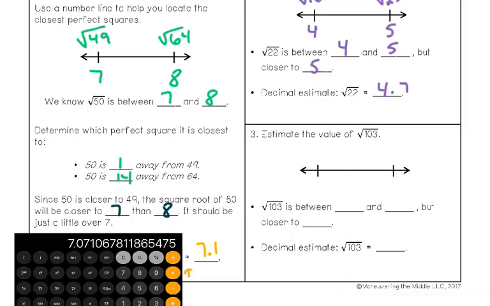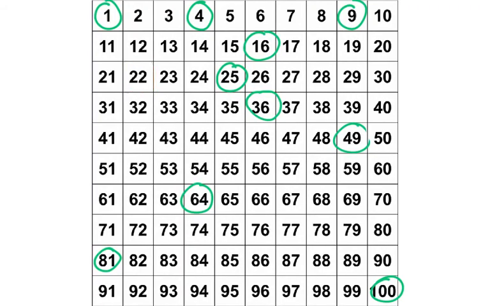I'm going to look at my chart. Let me erase that. And I'm going to see that 103 would go about here. So I can see that it's close to 100. But what is the next perfect square greater than 103? Think about it. When we went through these, we did 1 times 1, 2 times 2, 3 times 3, 4 times 4, and so on. We got up to 10 times 10. So the way to find the next closest perfect square would be to do 11 times 11. So 121 is the next perfect square. So 103 is between 100 and 121.